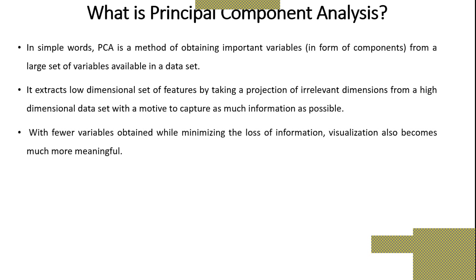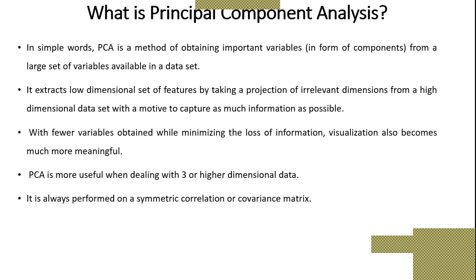With fewer variables obtained while minimizing the loss of information, visualization also becomes much more meaningful. PCA is more useful when dealing with 3 or higher dimensional data. So if you have 3 or more dimensional data, in that condition you have to use PCA. It is always performed on a symmetric correlation or covariance matrix.